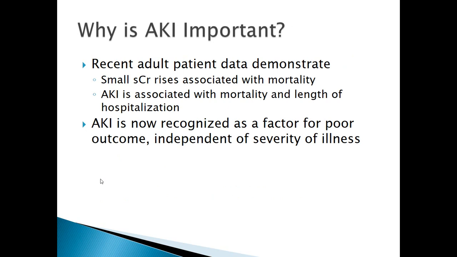And the reason it is important is because understanding acute kidney injury and outcomes matters. So adult data have demonstrated that even small changes in creatinine are associated with mortality. And AKI is associated with mortality and increased length of hospitalization for our patients. So we know that acute kidney injury is a recognized factor for poor outcome, independent of the severity of illness for that patient. So we have to be quite vigilant about it.